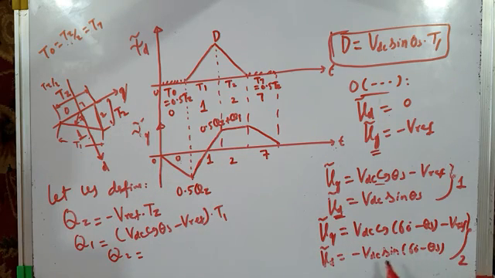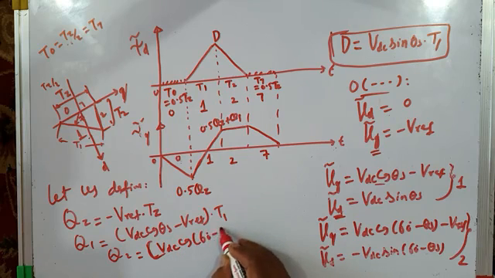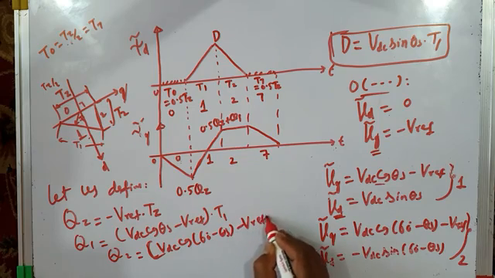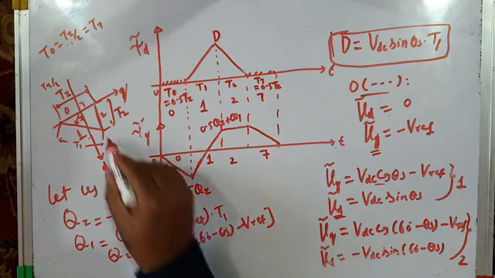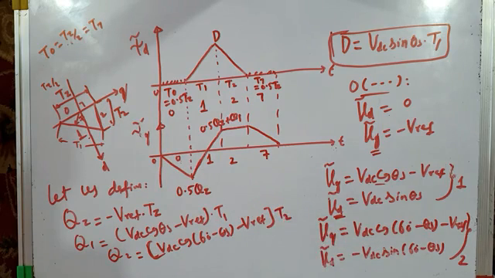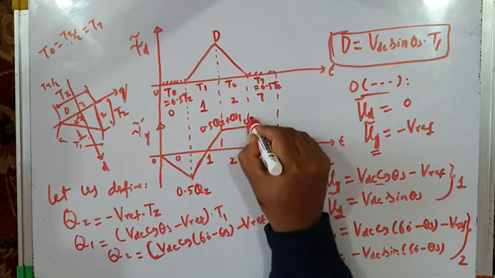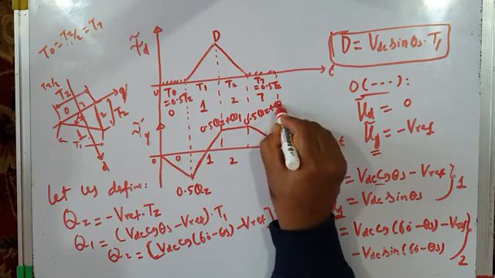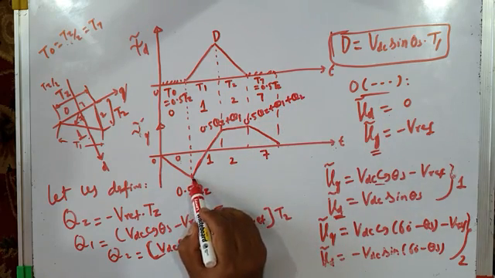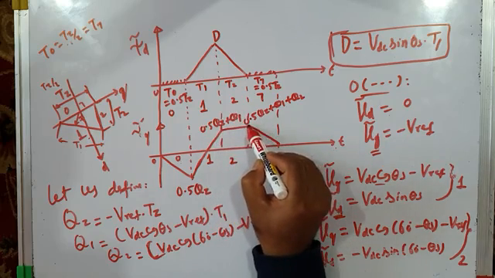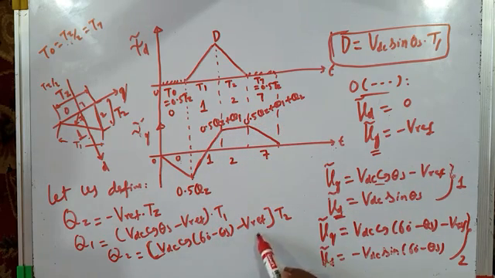What is the q axis component of error voltage vector when active vector 2 is applied? Go back to this equation. When active vector 2 is applied, the q axis component of error voltage vector is VDC cos of 60 minus theta s degrees minus Vref, and this error voltage vector is there for time interval t2. So that is Q2. Therefore this will be 0.5 Qz plus Q1 plus Q2, where Q2 is this.